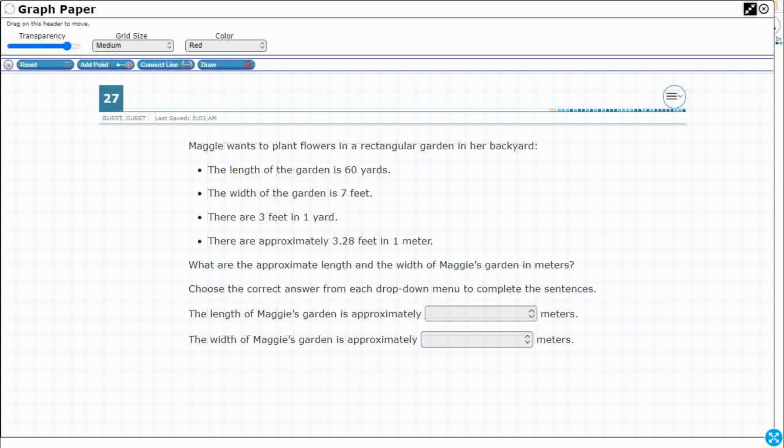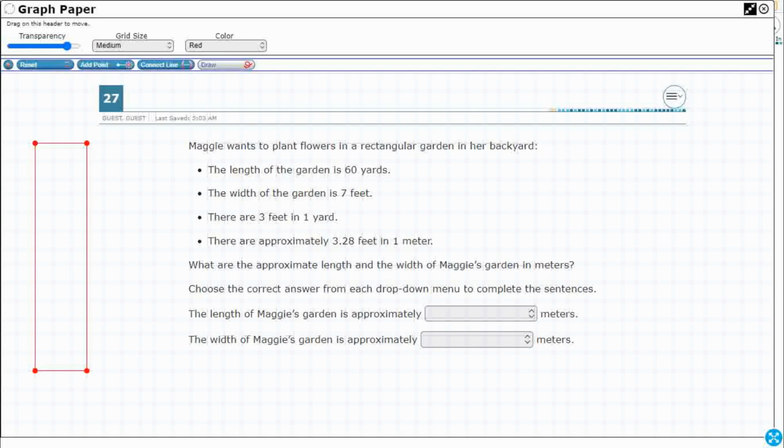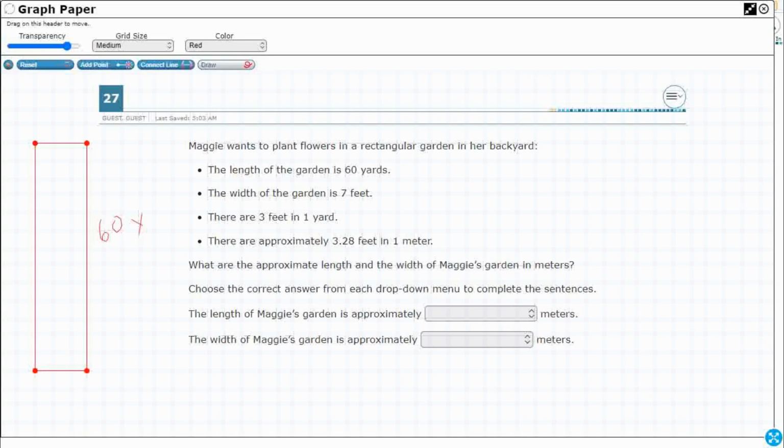So let's use our graph draw feature. Let's see what we have here. Maggie wants to plant flowers in a rectangular garden. The length of her garden is 60 yards. I'm going to draw a picture here. 60 yards is pretty big. A football field is 100 yards, not counting the end zones. So that garden is over half the size of a football field. 7 feet is not nearly as big in comparison. That's about the size of an NBA player's height. So let's just put that there.